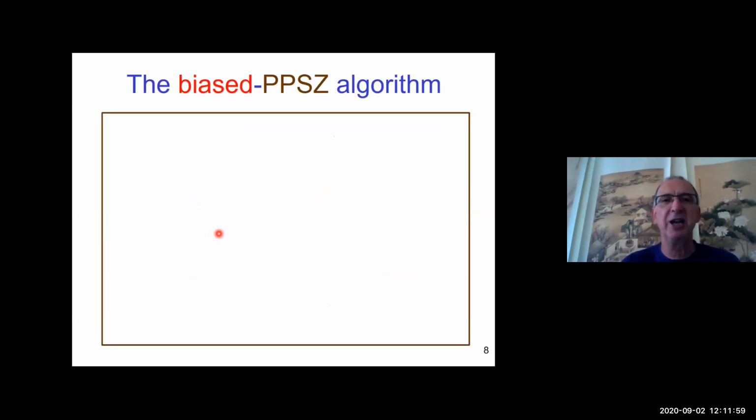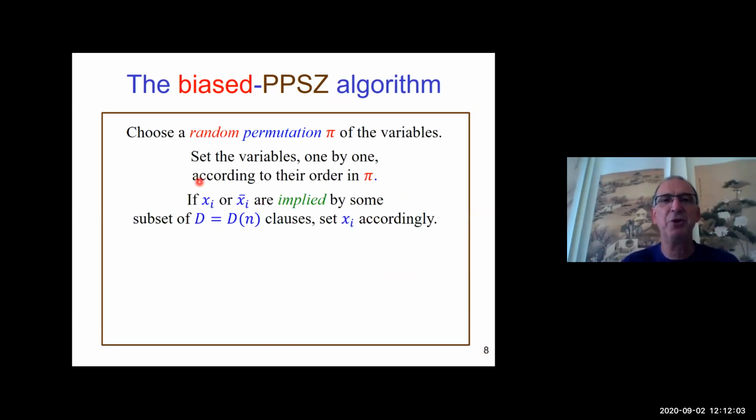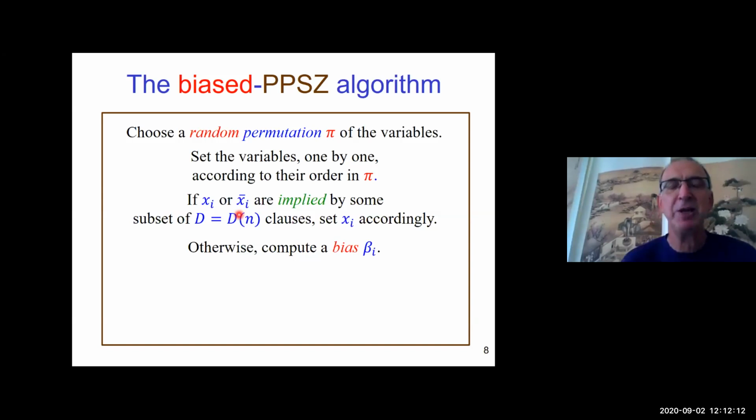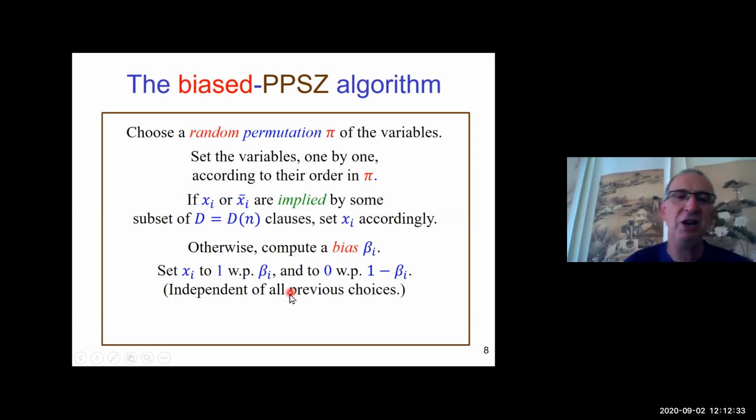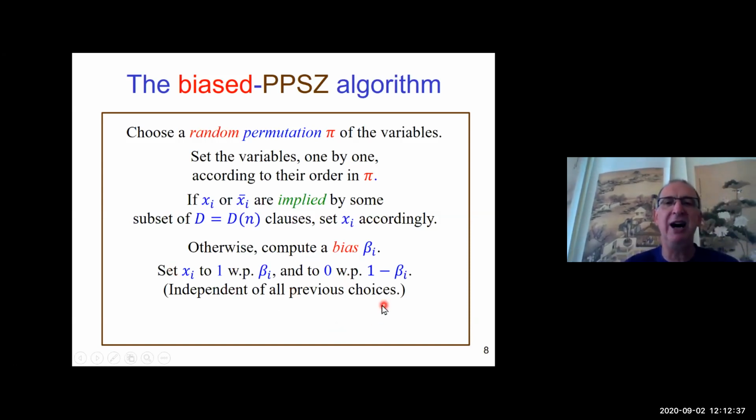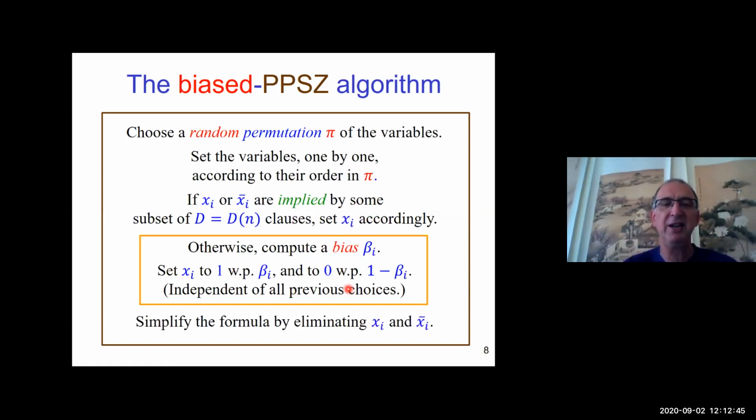Okay, what is the biased PPSZ algorithm? It's very similar. I will not restate the first three operations. Now, the change is what happens if xi is not implied. What we do then is, we don't guess xi uniformly. We somehow compute a bias, beta i, and we guess xi with the bias beta i. So with probability beta i, we set xi to 1. With probability 1 minus beta i, we set xi to 0. Again, independent of all previous choices, and then again we eliminate all occurrences of xi and not xi from the formula. Okay, that's the whole algorithm. I hope you agree that it's a very simple and natural change.